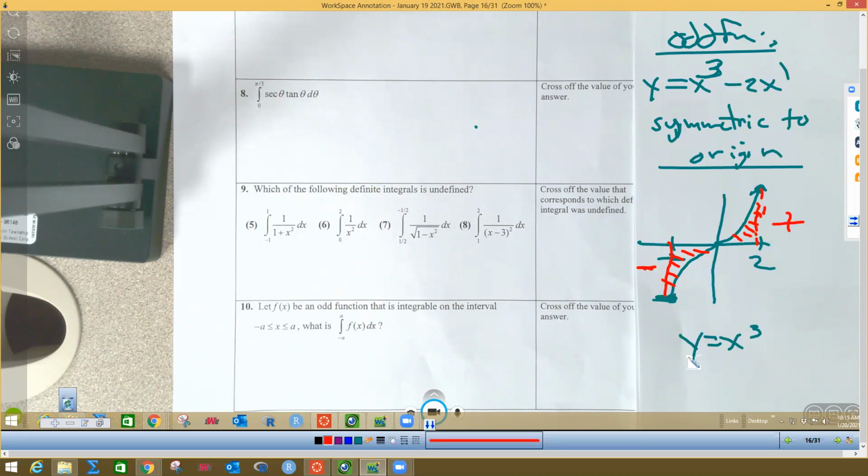So as long as you are going the same distance from the origin on these, they will always cancel each other out and be 0. If you look at this, it says from negative A to A. That means you're going the same distance on both sides of the origin. These two numbers match up. So the integral from negative A to A of this will be 0, because whatever's on the left will be the same negative amount as the part on the right. So this would be your 0 number on those.